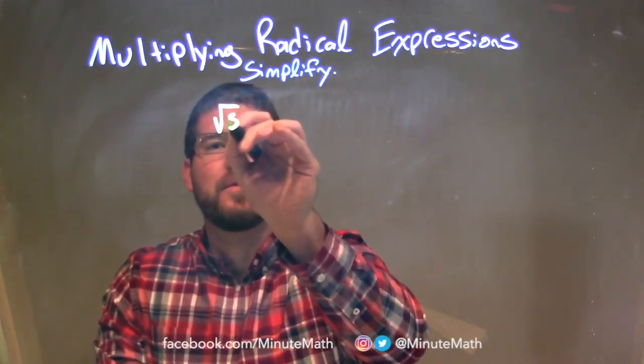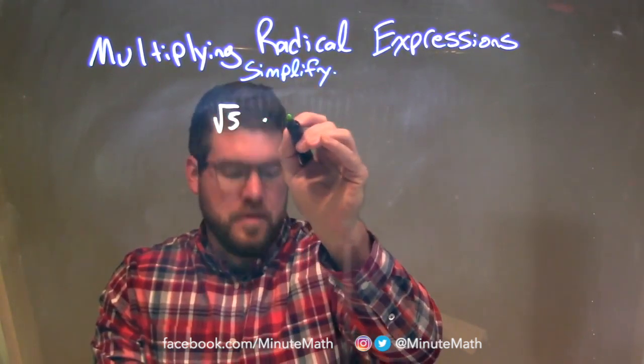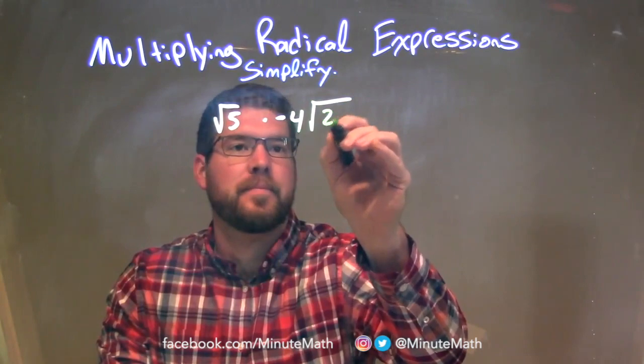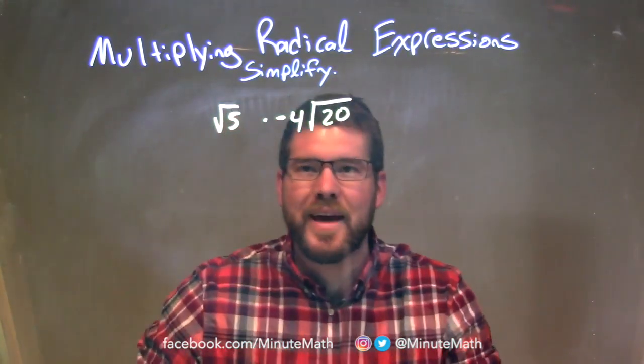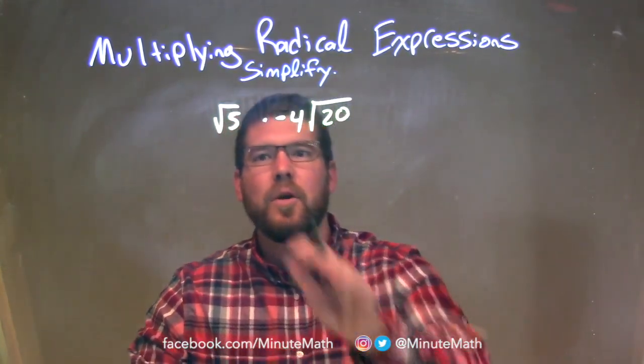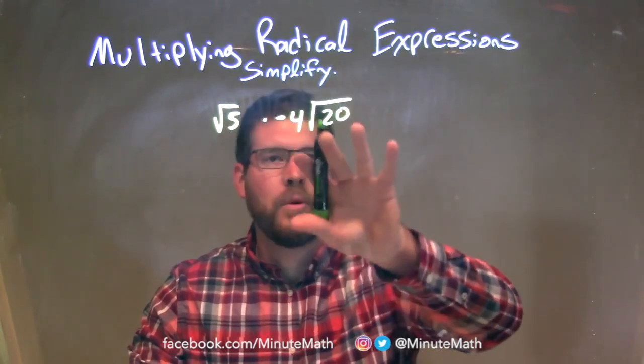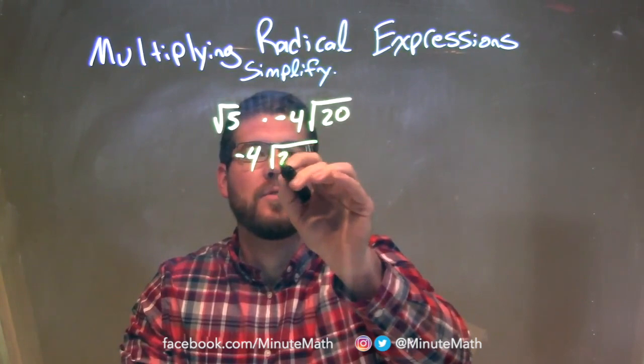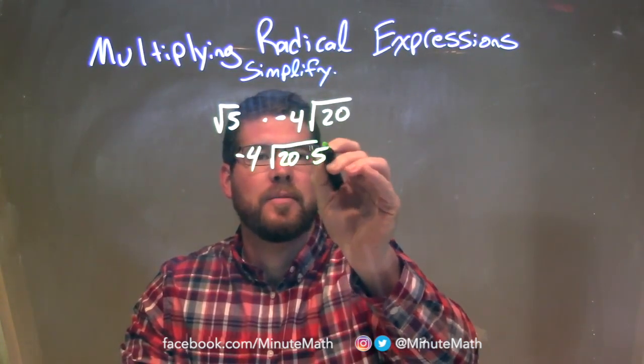Square root of 5 times negative 4 times the square root of 20. Well, since this is all multiplication, let's bring it all together. The square roots we can put inside, just one big square root, and the negative 4 out front. So we have a negative 4 here times the square root of 20 times 5.